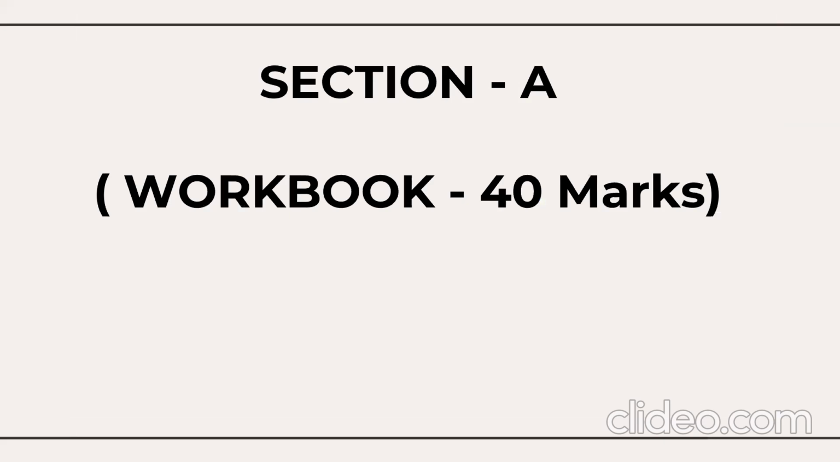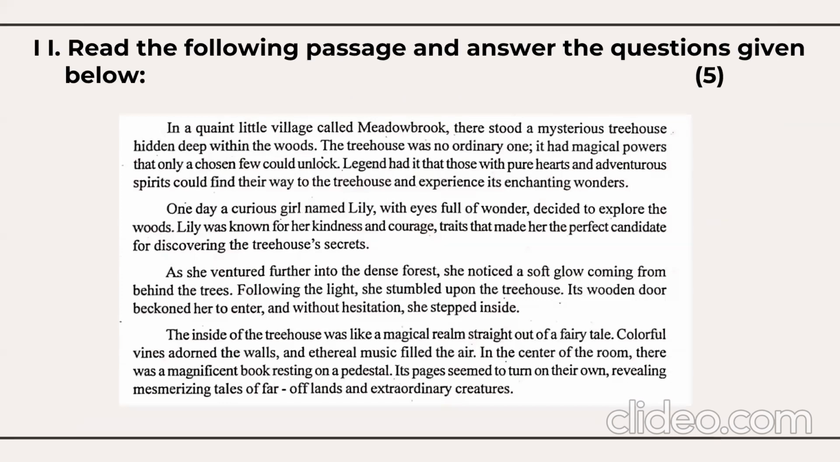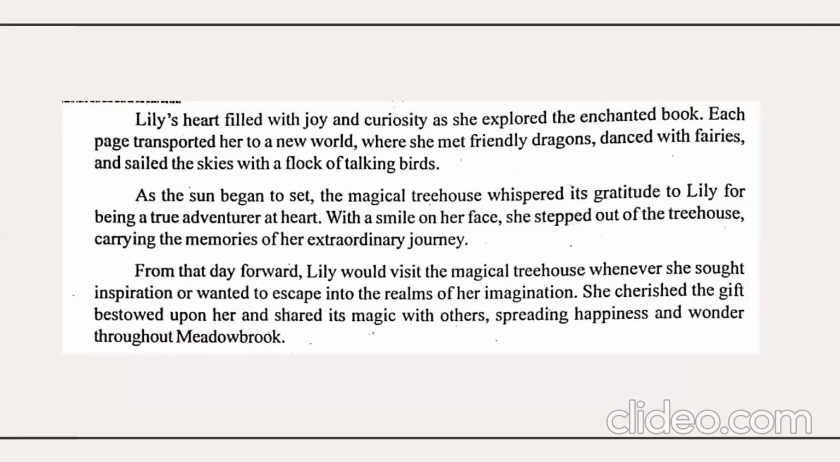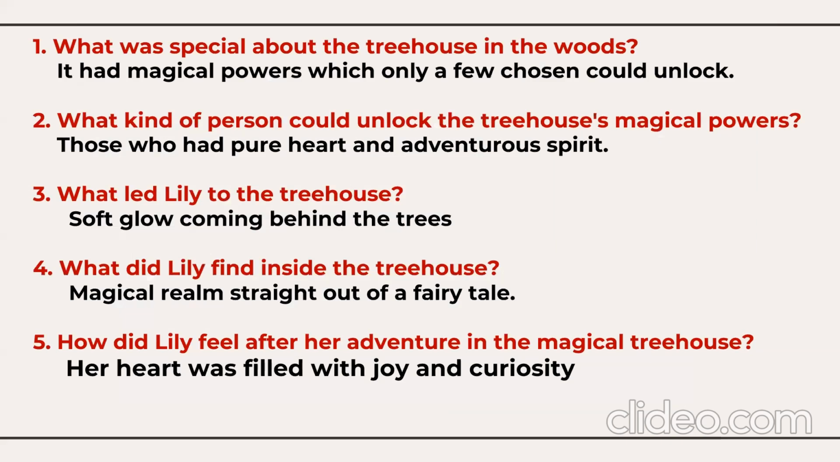Let's begin. So the section A, your question paper is in the 2 sections. Section A workbook, section B coursebook. Section A here refers to 40 marks, and here you have the first question. You have to read this passage and you need to answer 5 questions. So you can pause the video and you can read the passage and you can answer those 5 questions. So you have to read the passage carefully and answer those 5 questions based on the passage. Then second part is here, do as directed.